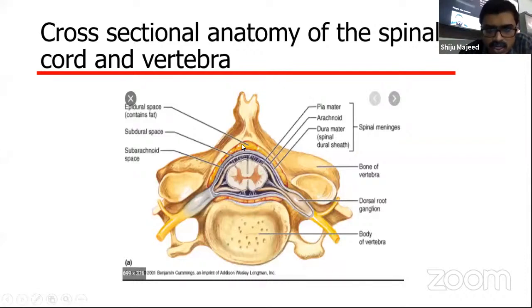So this is the spinal cord. It is surrounded by a little bit of epidural fat, and inside the epidural fat is the dura, and after the dura there is a subdural space. Then comes the arachnoid. Inner to the arachnoid is the subarachnoid space, and then there is the pia mater. So the spinal cord has three coverings: dura, arachnoid, and the pia mater. Inside the pia mater you have the gray matter as well as the white matter.